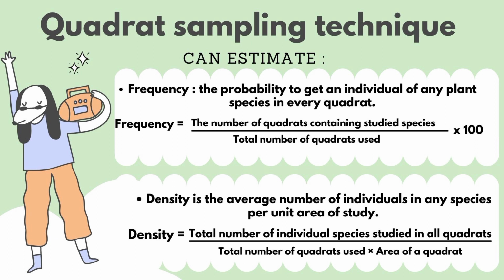The formula for frequency is the number of quadrants containing studied species over total number of quadrants used multiplied by 100. Next, quadrant sampling technique can also estimate density, which means the average number of individuals in any species per unit area of study. Density formula: total number of individuals of the species studied in all quadrants over total number of quadrants used multiplied by the area of a quadrant.